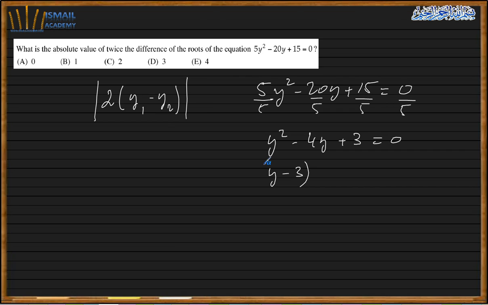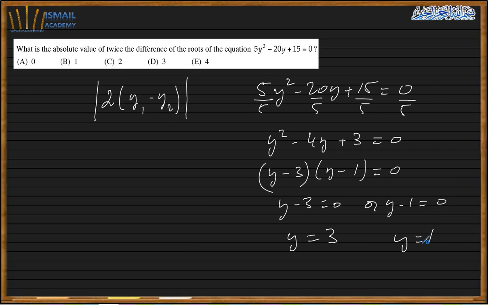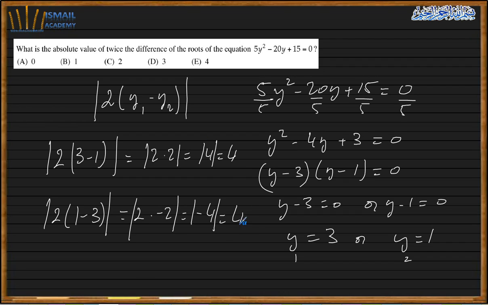So y minus 3 equals 0. So the order doesn't matter because at the end you're going to have the same answer because here it's absolute value. So I will have 3 minus, all absolute value of 2 times 2, which is 4 minus 2, which is absolute value of minus 4. So in any way you're going to end up having the same.